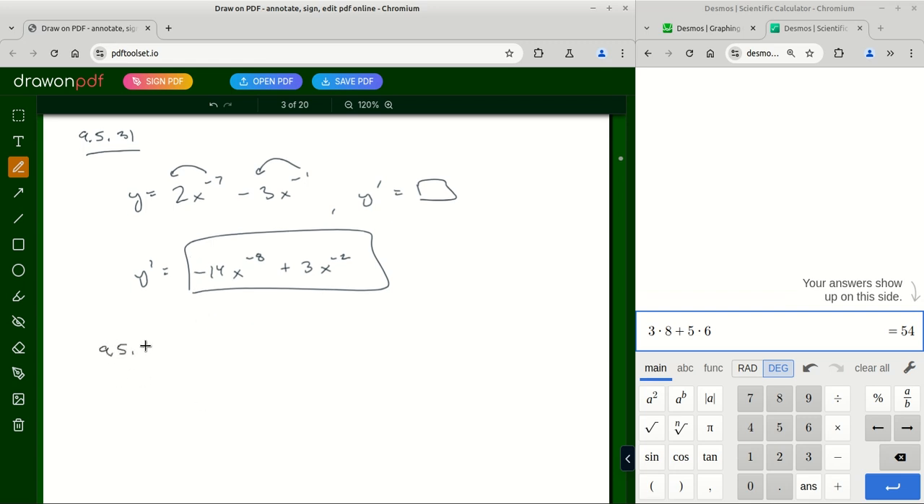Next question. 61. That's a 6. So we have y is equal to 144x minus 16x squared. And then it says we got y prime is equal to something. I got y prime of 0 is equal to something, and y prime of 1 is equal to something.